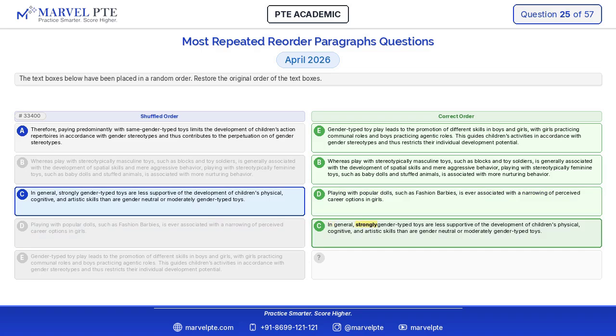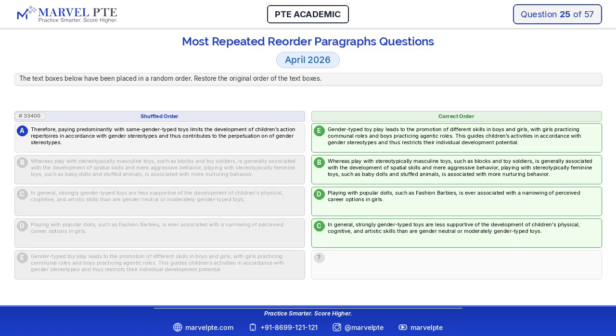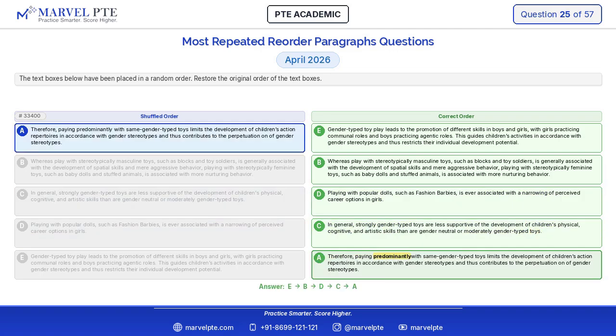In general, strongly gender-type toys are less supportive of the development of children's physical, cognitive, and artistic skills than are gender-neutral or moderately gender-type toys. Therefore, playing predominantly with same gender-type toys limits the development of children's action repertoires in accordance with gender stereotypes and thus contributes to the perpetuation of gender stereotypes.